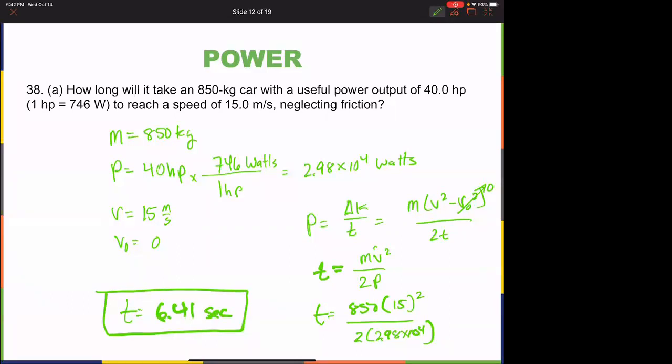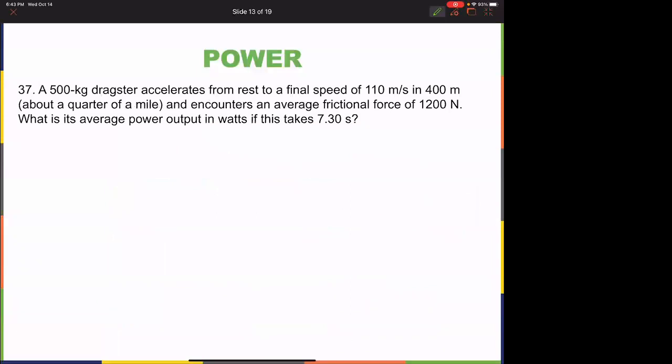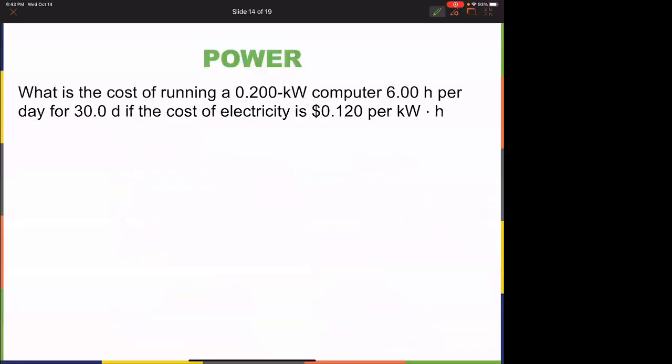How'd we do there? Did anybody have any questions or anything? All right. I got a lot of these in here. Let's do this problem here. What is the cost of running a 0.2 kilowatt computer 6 hours per day for 30 days, if the cost of electricity is 12 cents per kilowatt hour? So this is essentially just a factor label problem. You can set this up. So let's see if we can figure this out. The cost of running this computer. Try this.